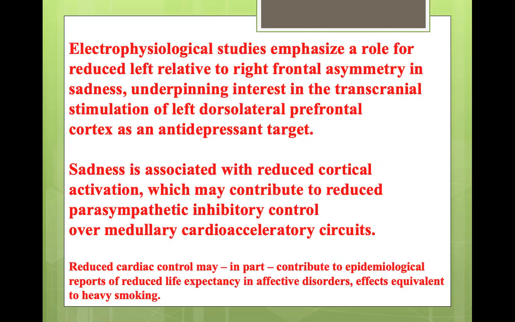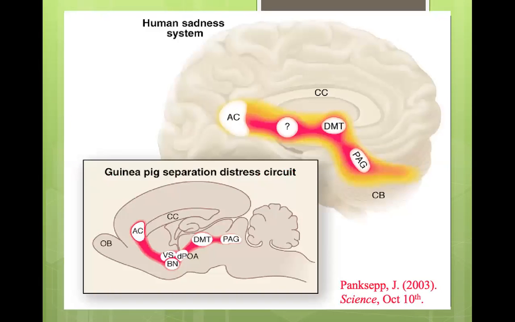So here's a diagram. PAG is the periaqueductal gray matter. DMT is the dorsal medial nucleus of the thalamus. You can see the basalis nucleus of Meynert, the dorsal preoptic area, the ventral striatum, and ultimately AC is the anterior cingulate cortex.